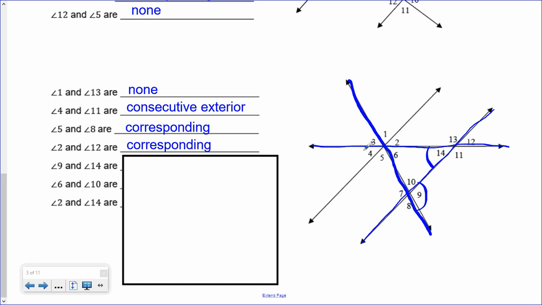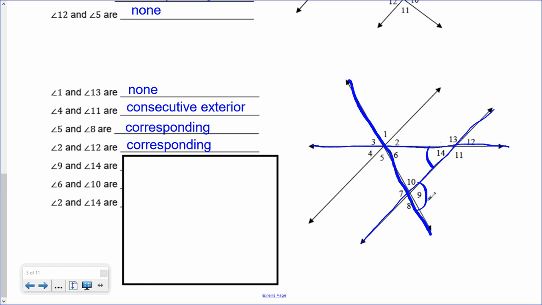We still want to consider these two lines for whether our angles are inside or outside. So notice how 14 and 9 are both in between or inside of these lines. So these are interior angles because they're on the inside. Exterior angles would be out here and out here. But these are inside of the two lines. So these are interior.